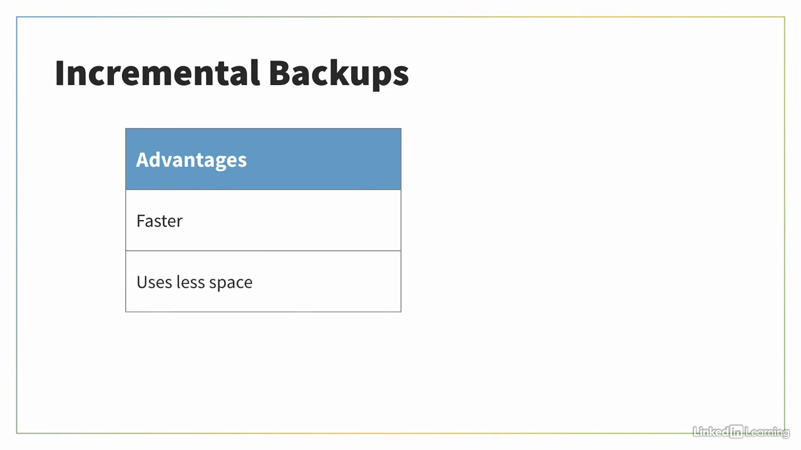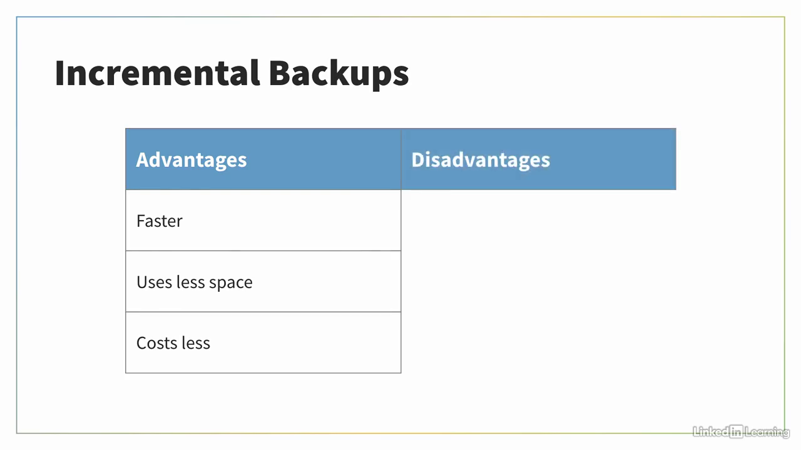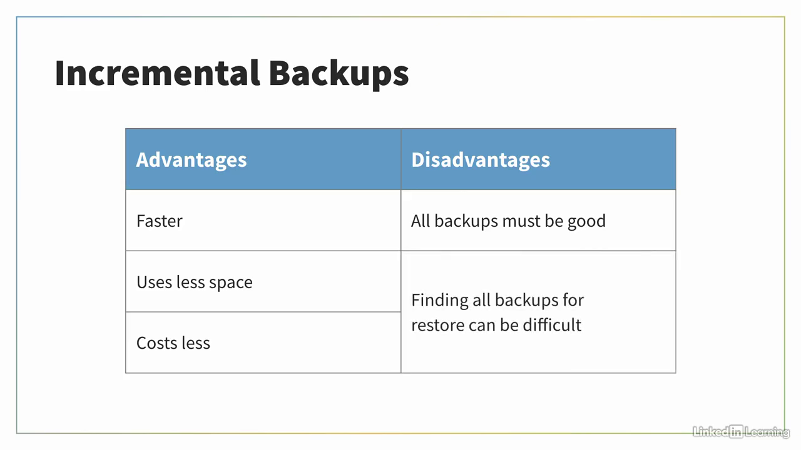It uses less space and it costs less because it uses less storage. One of the disadvantages is that the incremental backups all must be good. So for instance, if you had a file that changed from Tuesday to Wednesday, but that backup goes bad and you need to restore everything on Friday, and that's the only copy of that file since it's changed, then you may have a problem. And it may be difficult to find all the backups to do a restore.